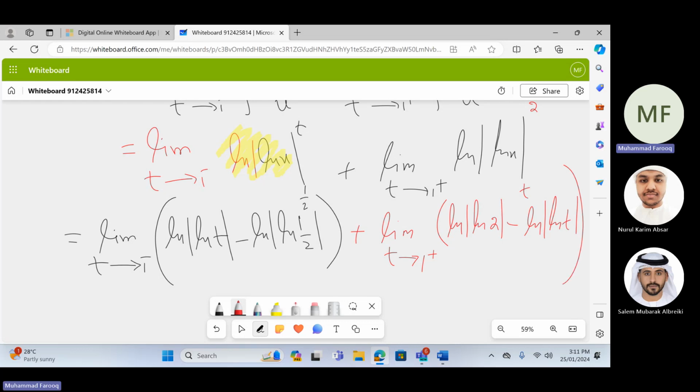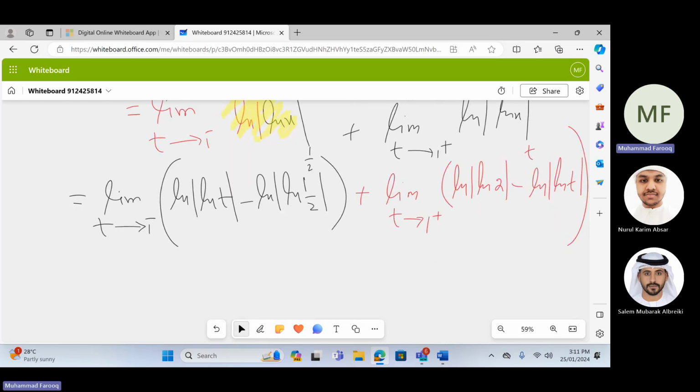Now you can cancel ln t. Calculate what is ln half, please. Check. Negative. I'm asking only about ln half. It's negative 0 point something. Okay, its answer is how much? Negative point something. Yes, 0 point something.